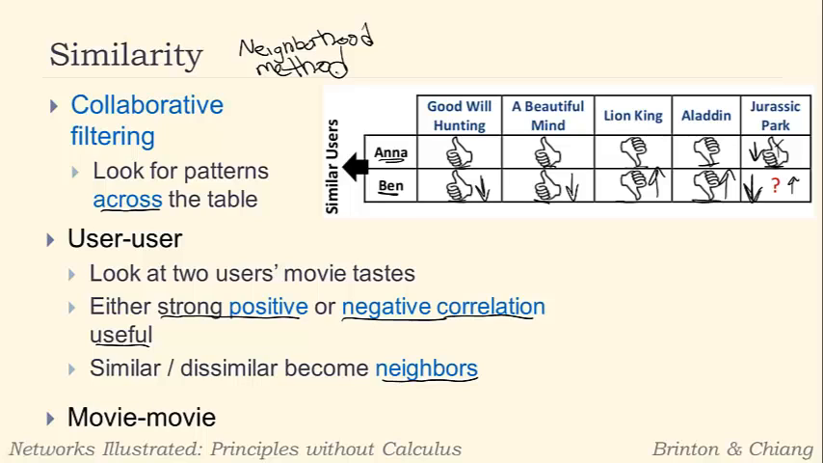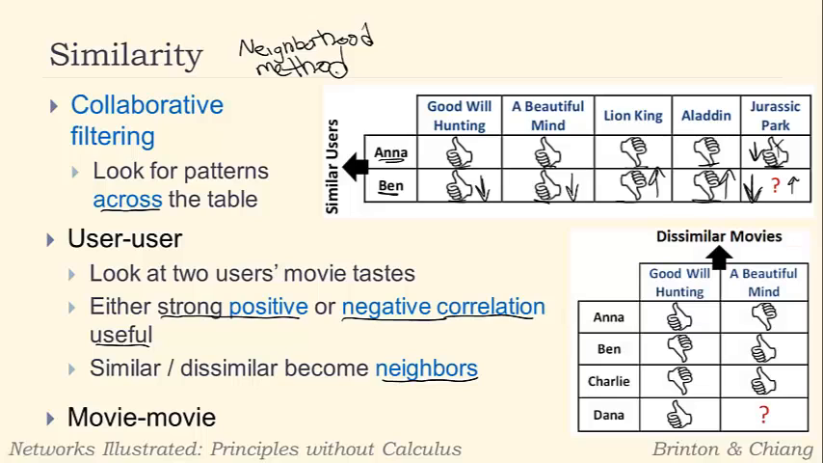Additionally, we can also do movie-to-movie similarity. Now we'll look at a bunch of users and see what they think of two different movies, Good Will Hunting and A Beautiful Mind. Anna likes Good Will Hunting, but didn't like A Beautiful Mind too much. Ben didn't like Good Will Hunting, but liked A Beautiful Mind. Charlie didn't like Good Will Hunting, but liked A Beautiful Mind. So these movies seem to be very dissimilar. These users were similar, but these movies seem to be dissimilar. So if we know that Dana liked Good Will Hunting, we'd say she probably didn't like A Beautiful Mind.